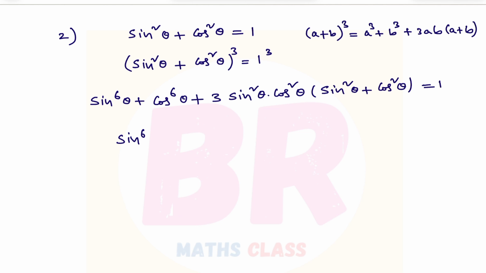Then you will get sin power 6 theta plus cos power 6 theta. Sin power 6 theta plus cos power 6 theta is 1 minus 3 sin square theta into cos square theta. So I derived that second result. Sin power 6 theta plus cos power 6 theta is 1 minus 3 sin square theta cos square theta.